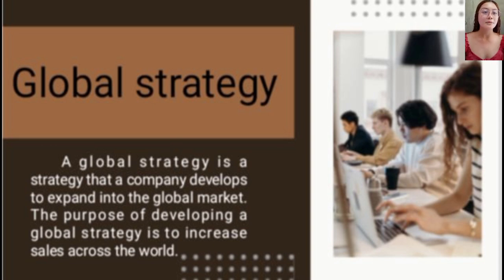Okay, so my topic was all about global strategy. The definition of a global strategy, as stated in the PPT, is a strategy that a company develops to expand into the global market. And the purpose of developing a global strategy is to increase sales across the world. So this global strategy is like a roadmap for how they sell their products or services in different countries.